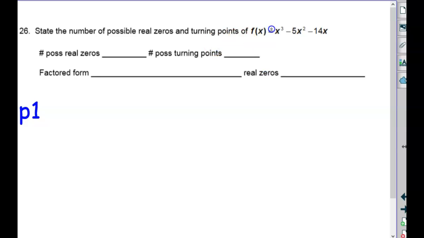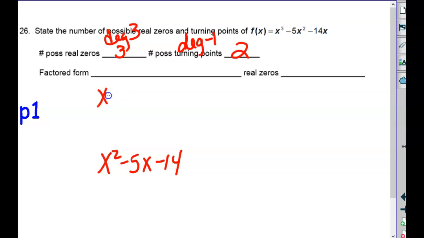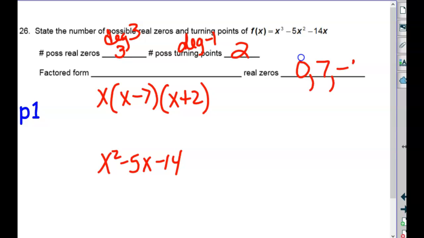Number of possible real zeros is the degree, which is 3. The leading coefficient is, degree minus 1, which would be 2. Factored form is take out an x, which will leave x squared minus 5x minus 14, which factors x minus 7 and x plus 2. So the zeros are 0, 7, and negative 2.